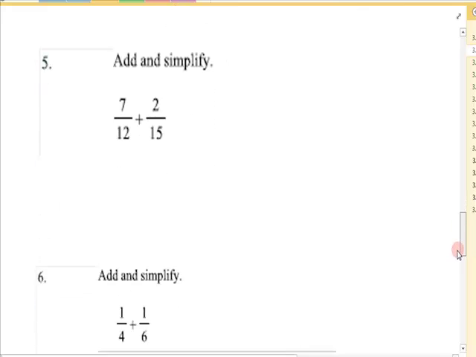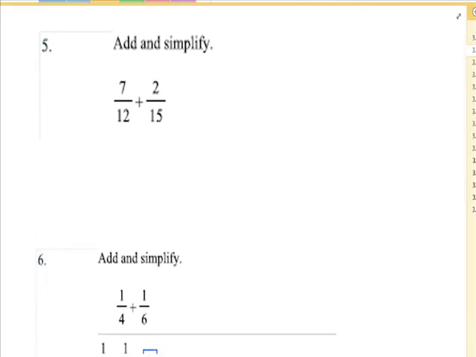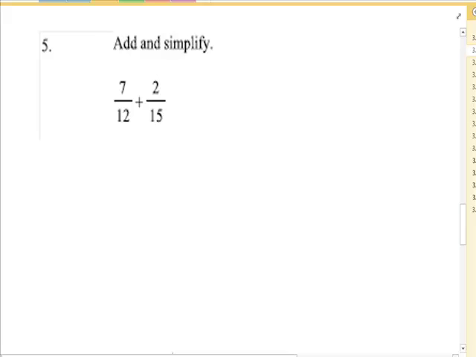All right, let's look at number 5. I'm going to give myself a little more room. I have to find the least common multiple, the least common denominator for 12 and 15. 15 won't work, and I could start looking at multiples, but I'm going to use the prime factor method. We talked about this just a few lessons ago.